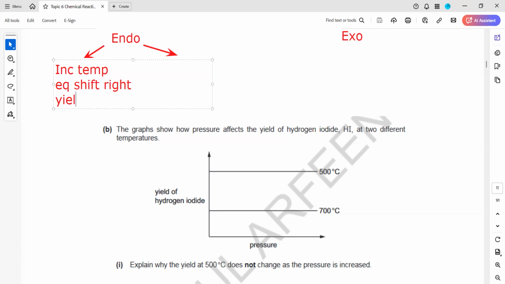And what will happen to yield? The yield will increase, because whenever the equilibrium shifts towards the right, the yield or amount of product increases. If we decrease the temperature, where will the equilibrium shift? It will shift towards the left hand side. And what will happen to yield? Yield will decrease.